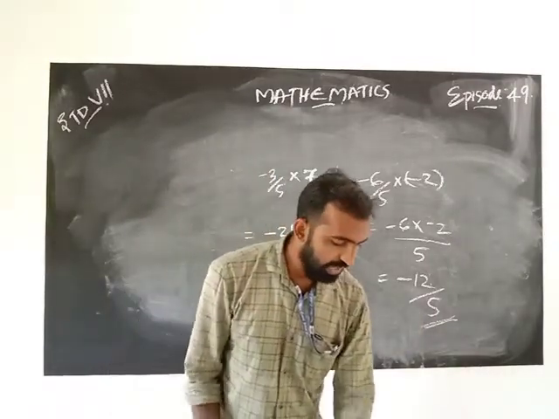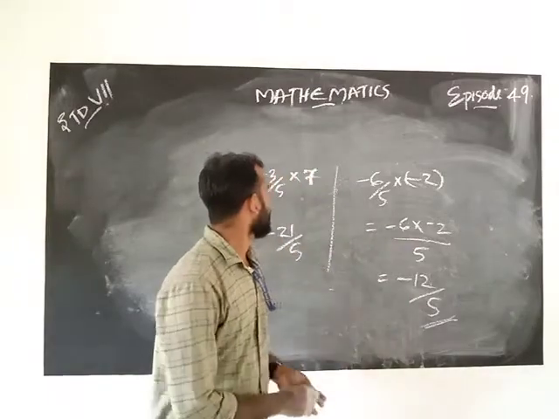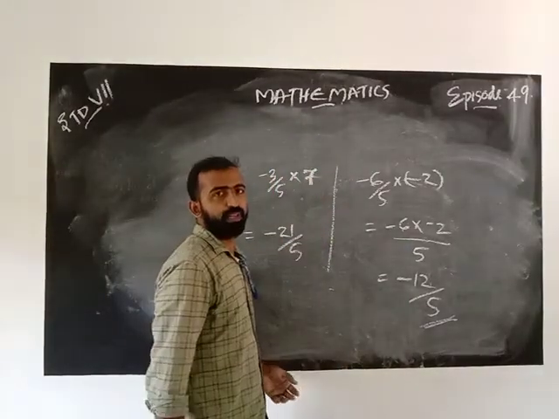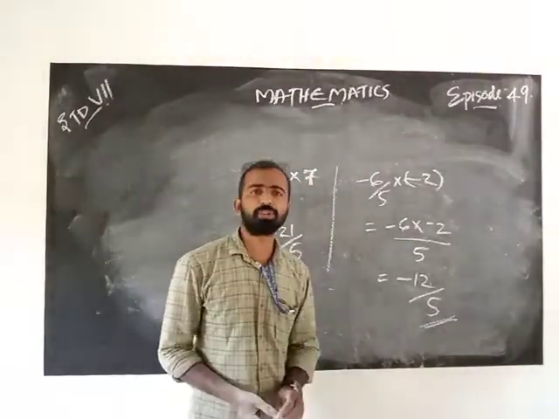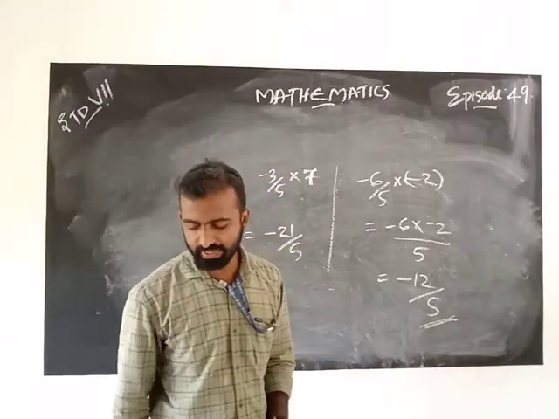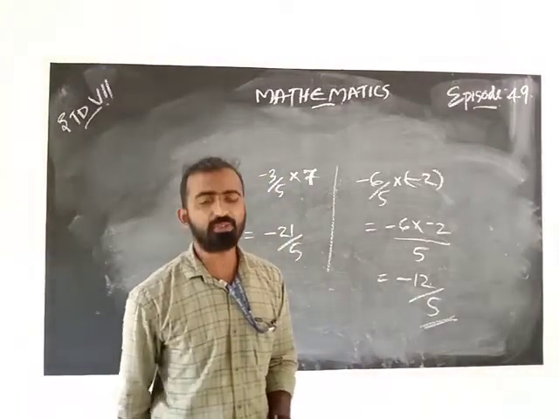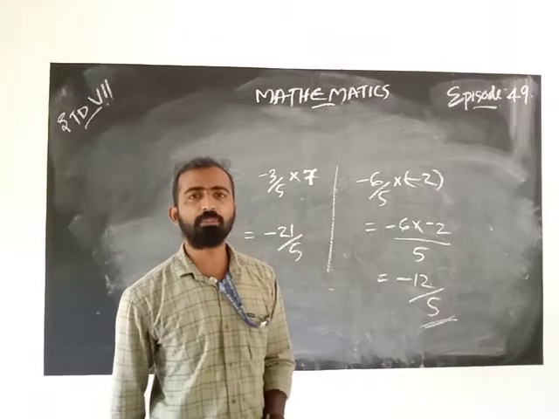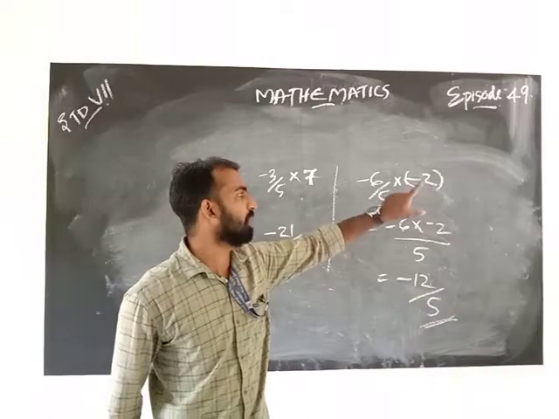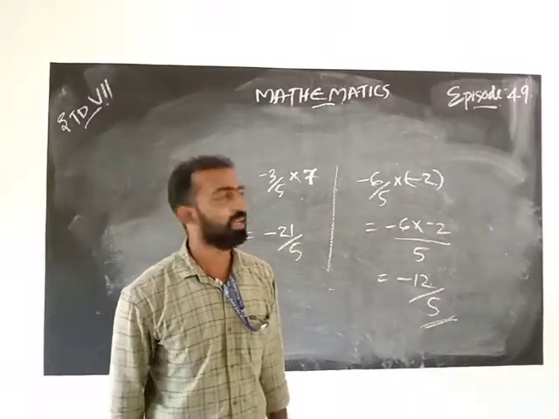Next we are going to discuss the multiplication of two rational numbers. Already we discussed that when we get two rational numbers, we multiply numerator into numerator and denominator into denominator.